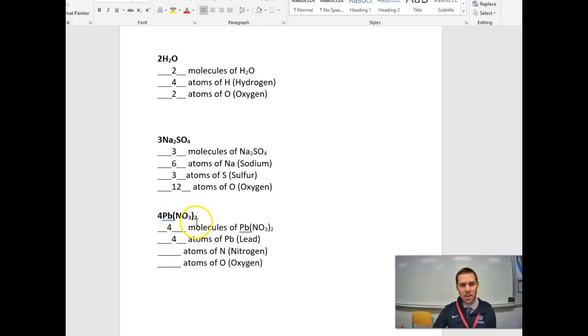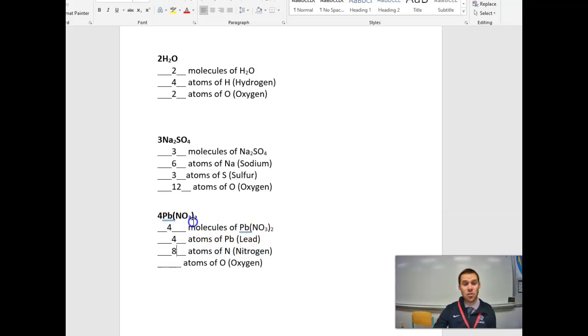Now let's try capital N. Do not forget about the subscript 2. Make sure that it gets applied to the nitrogen as well. So I've got 8 atoms of nitrogen. I hope you got that correct. That's a little bit challenging. We want to distribute this 2 to both the 3 here inside of the parentheses as well as the N. So 2 times 1, there's no subscript for N, so 2 times 1 is 2. Times 4 is going to be 8 atoms of nitrogen.